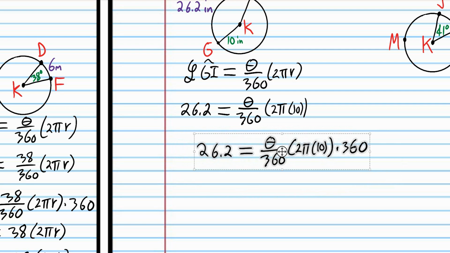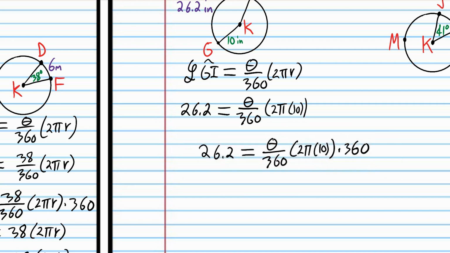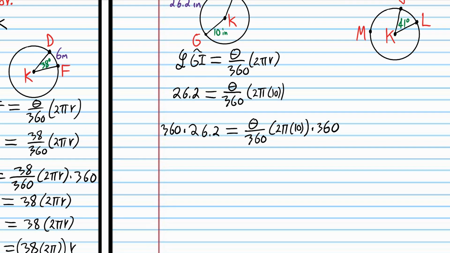And do that on both sides. And then we have 360 times 26.2, and you can see here why using dots is sometimes not the optimal situation, because we have a decimal. So I'm going to change those to parentheses. And that's equal to theta times 2 pi times 10.